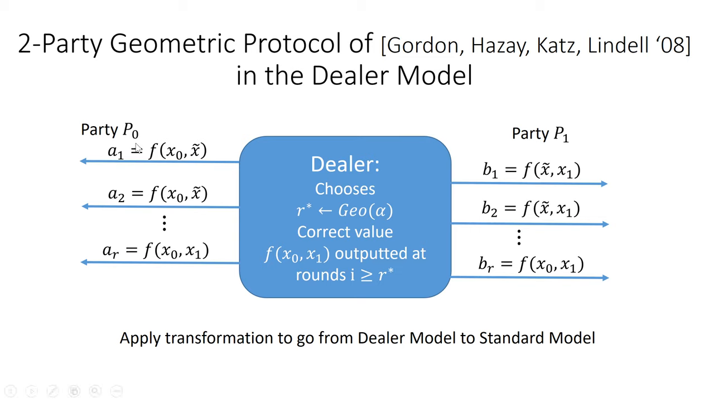For the prior rounds, the output that party P0 gets is the function f evaluated at its own input x0 and a random input x̃ corresponding to the other party's input. And similarly, before round r*, party P1 gets outputs that correspond to f evaluated at its own input x1 and a random input x̃ corresponding to the other party's input. And again, we can apply a standard transformation to go from the dealer model to the standard model.